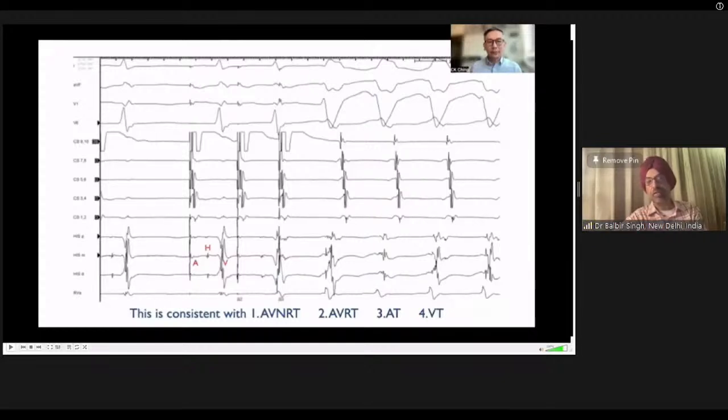Now, thereafter, you see the next beat, there is an A, and now the H merges within the V. You can see an H coming out. And if we see this activation, His activation is distal to proximal. You can see the distal come first, then the proximal His. And this is an LBB morphology. You see this V1, this has an LBB morphology. It triggers off a tachycardia.